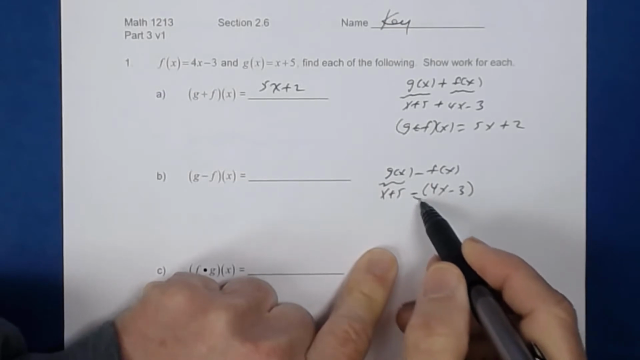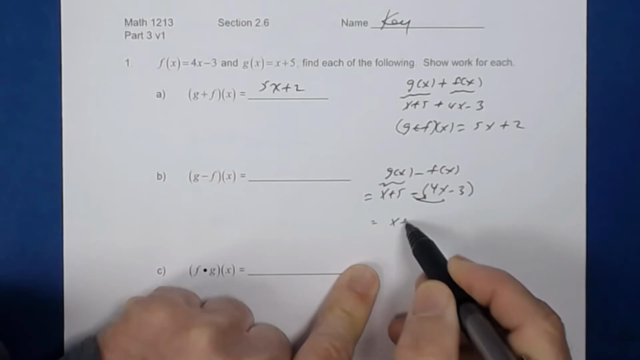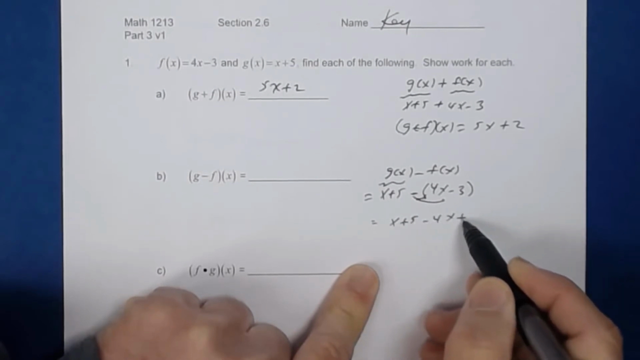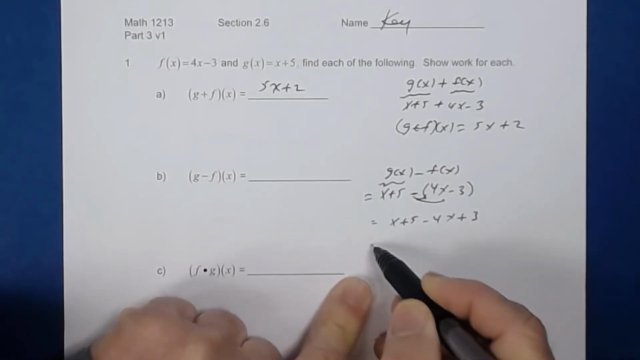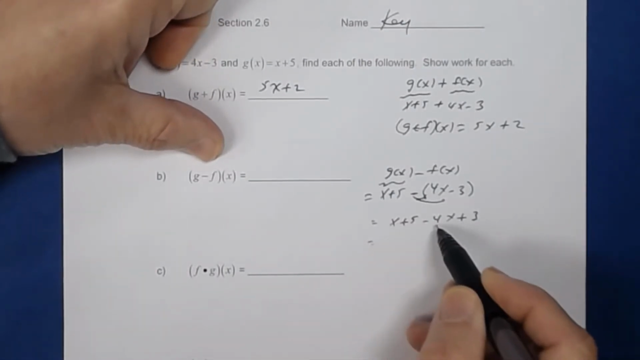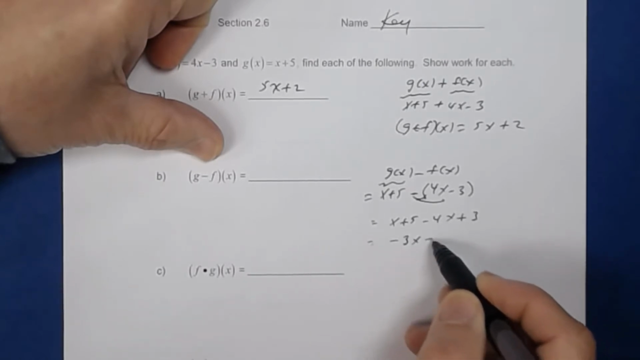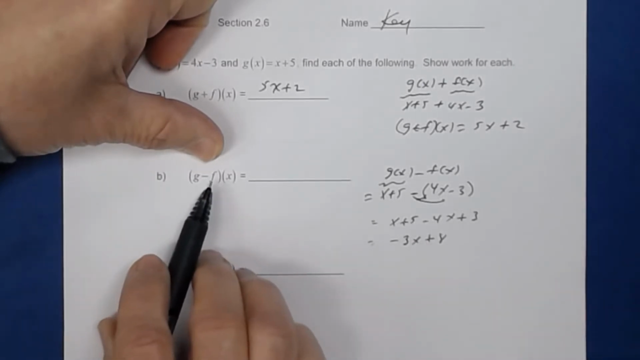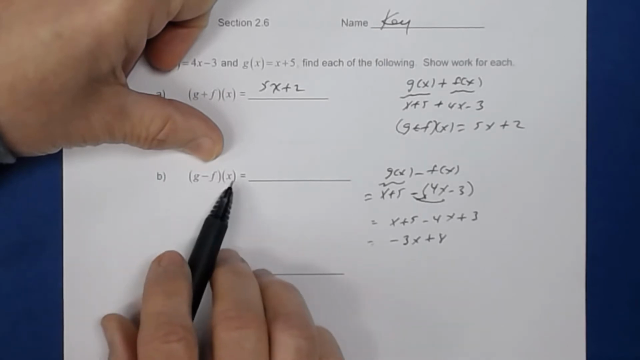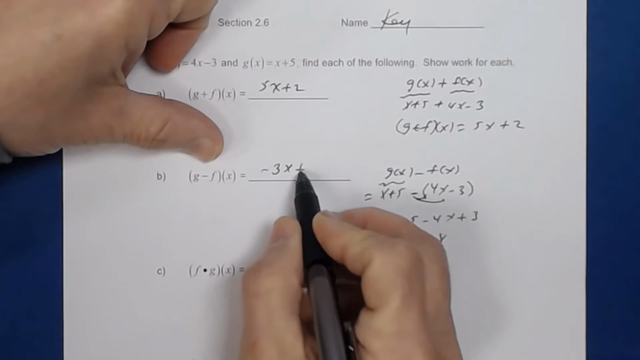And then you get rid of the parentheses so you can distribute, and so I get x plus 5 minus 4x plus 3. And so therefore, combining like terms, x minus 4x is negative 3x, and then 5 plus 3 is 8. So therefore g minus f at x is equal to this function, negative 3x plus 8.